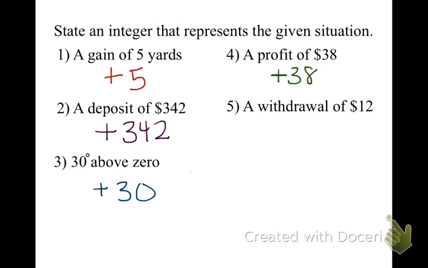And now lastly, number 5, we're making a withdrawal of $12. Withdrawal means we're taking out. We're taking away from our bank account. If we're taking away from our bank account, that means it's decreasing. If it's decreasing, that means it's getting smaller, so we're going to subtract how much? 12, to be a -12. So this is how we use different types of integers in real life.